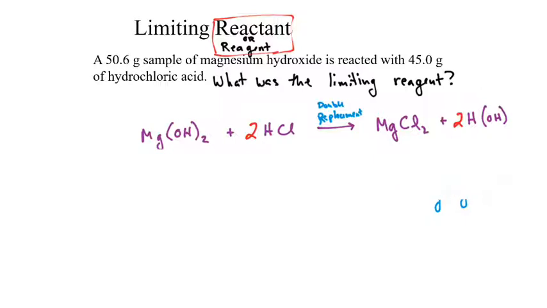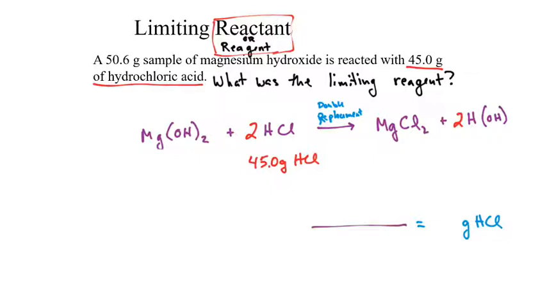To make that comparison, we just have to be in the same unit. What do I mean by that? Well, I could go through and freeze the hydrochloric acid. So instead of doing anything with that number, I'm just going to say I have 45 grams of hydrochloric acid. And what I'm going to do instead is take my grams of magnesium hydroxide and turn that into grams of hydrochloric acid. So the question I'm now asking myself is, if I react 50.6 grams of magnesium hydroxide, how much acid do I need to react it with?